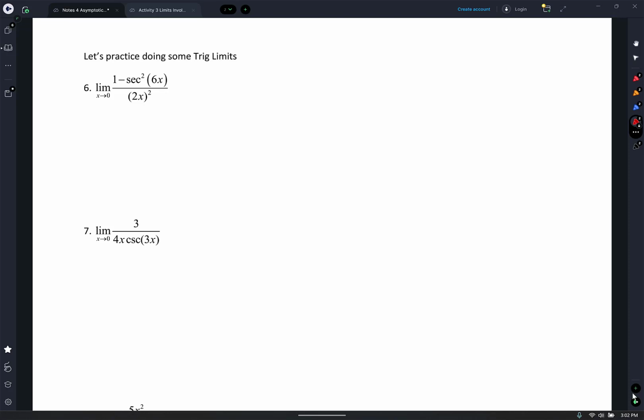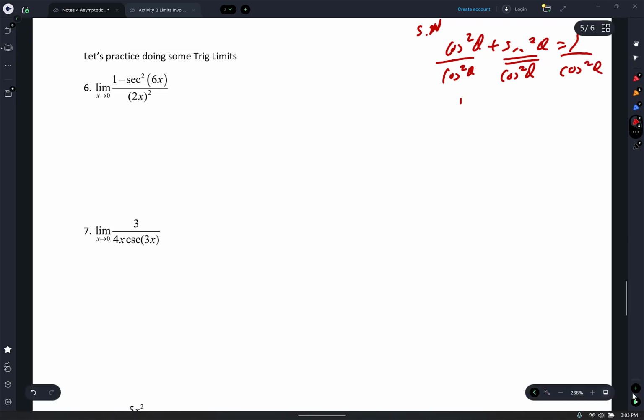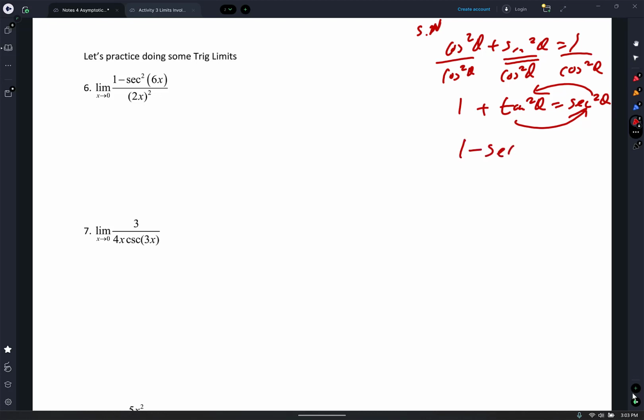All right, 1 minus secant squared. I'm going to go to the side, and I'm going to write cosine squared theta plus sine squared theta equals 1. That's a side note. The only way to get secant squared is if I divide everything by cosine squared. So I get 1 plus tan squared theta equals secant squared theta. I'm going to switch these two. 1 minus secant squared theta is equal to negative tan squared. And that's what I'm going to use.